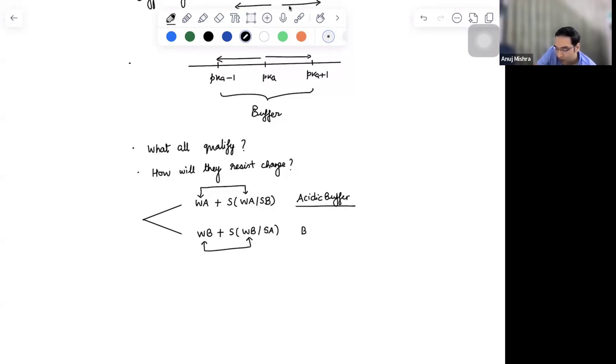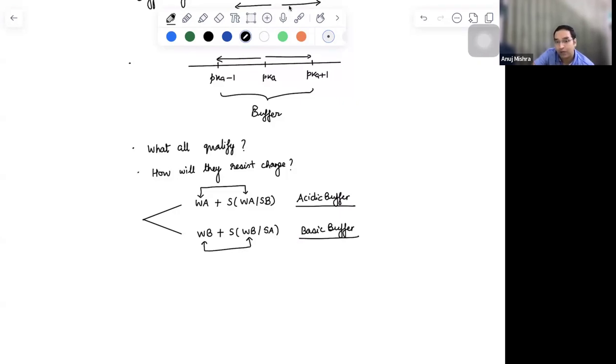And this is known as basic buffer. Now the next question. What all will qualify? That was the answer to that. Now the question is how? How will they resist change in pH?